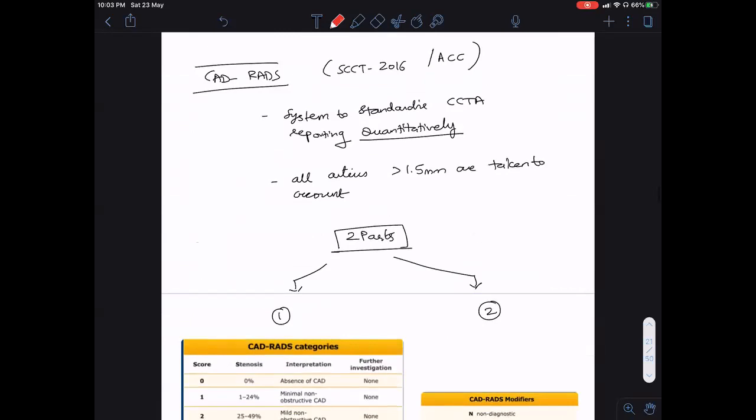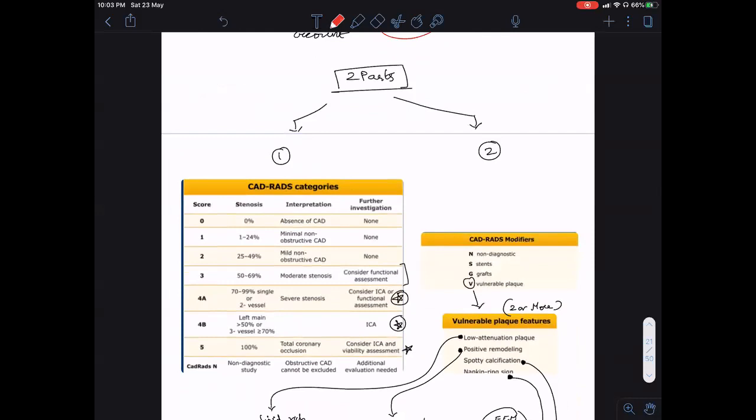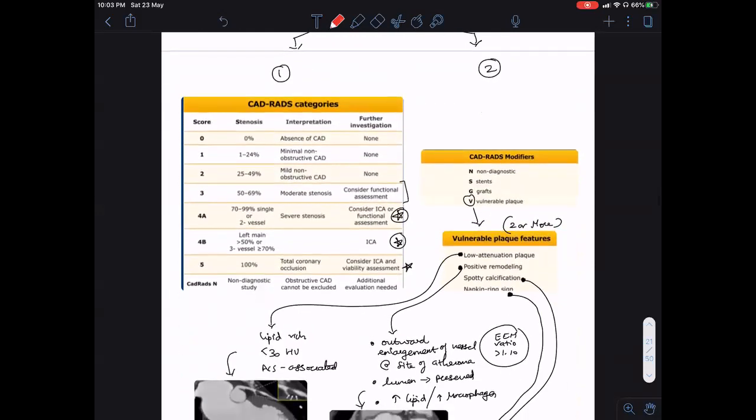invasive coronary angiogram. The ACC recommends that we all follow a specific protocol for reporting a CT, which is called the CAD-RADS system. It is a system to standardize CCTA. All arteries which are more than 1.5 mm are taken into account. There are two parts to it. The first part is the CAD-RADS category. The second part is the modifier. So we'll just briefly take a look at it.